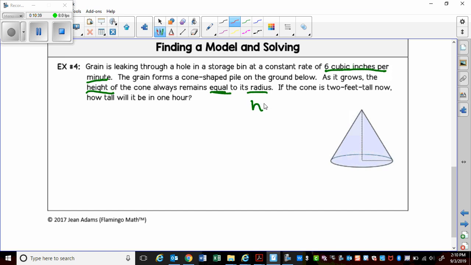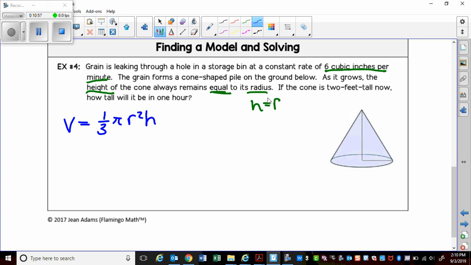So H equals R. And we already kind of talked about this today. The volume of a cone, we're talking about the volume of this, is equal to 1/3 pi R squared H.